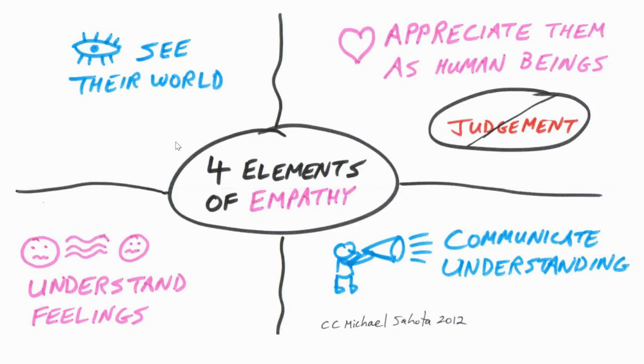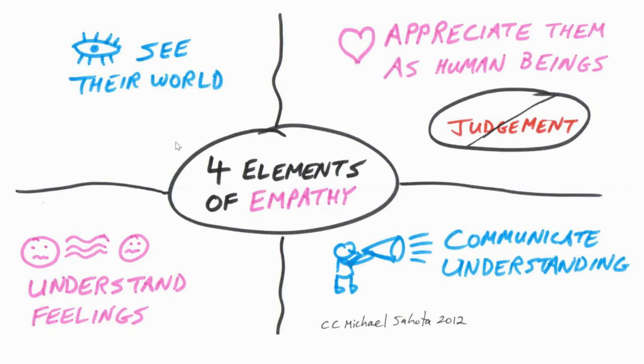All right, so these are the 4 elements of empathy. It's a pretty good graphic just to show you the aspects of it, right? So we see their world. It's the idea that we're seeing from their perspective. We appreciate them as human beings, so there's no judgment. Doesn't matter if we see eye to eye.